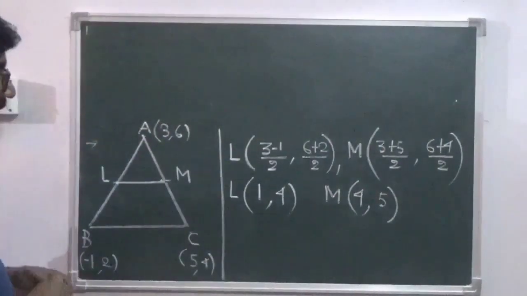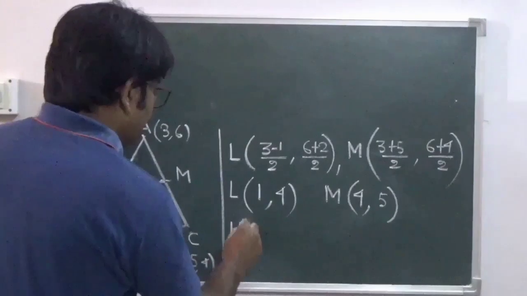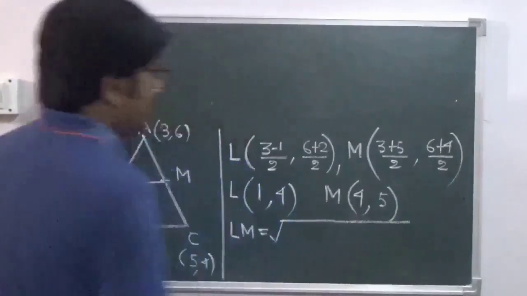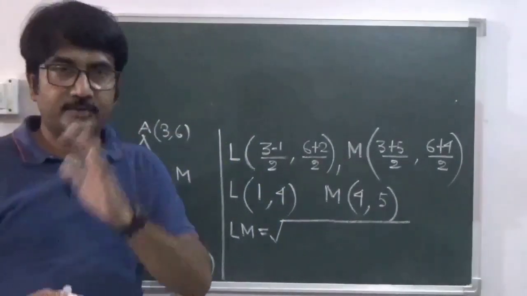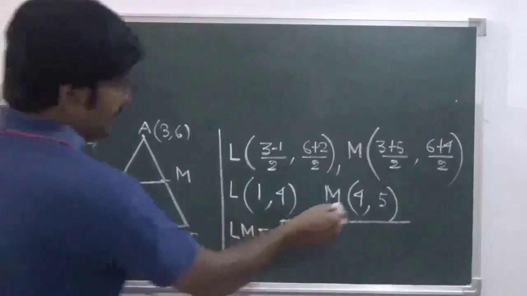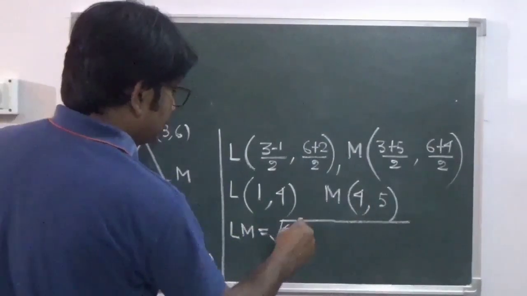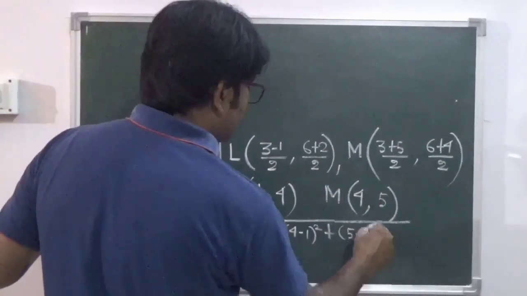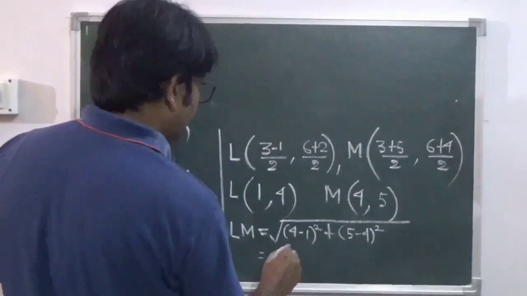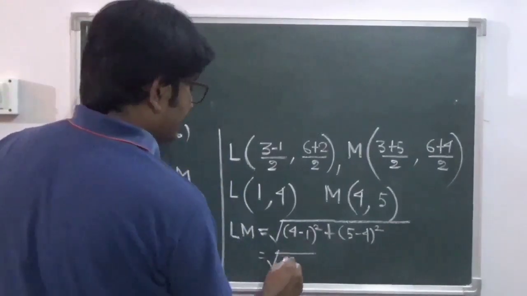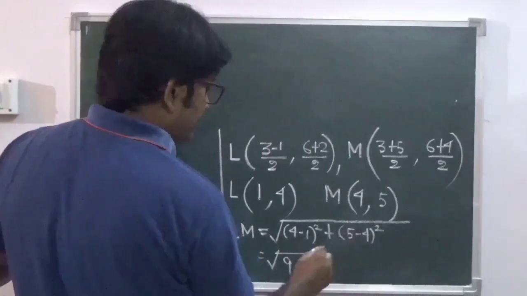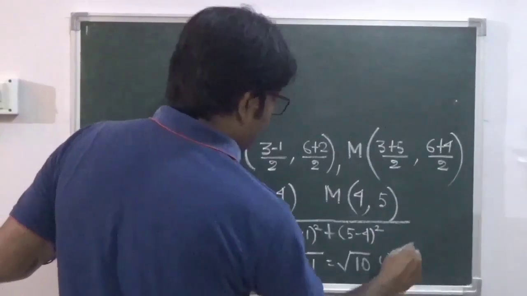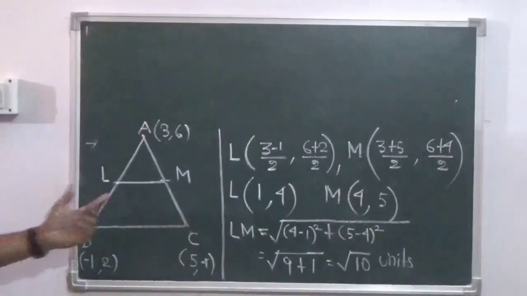What is the length LM? LM is equal to root over (x2 minus x1) whole square plus (y2 minus y1) whole square. So LM is 4 minus 1 plus 5 minus 4. So we have root over 4 minus 1 is 3 square, that is 9, plus 5 minus 4 is 1. So it is root over 10. So the length LM is root over 10 units.